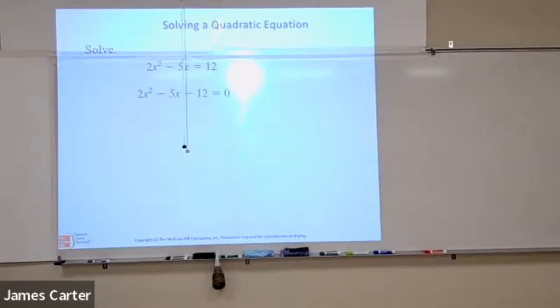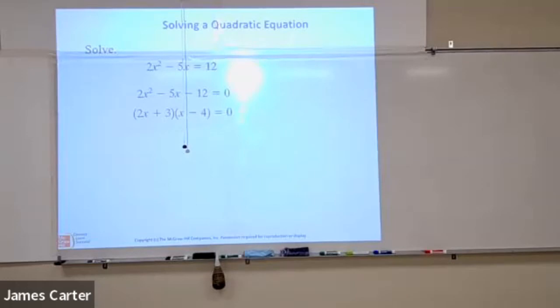So the first thing we got to do is get this thing in the correct ax squared plus bx plus c equals 0 format. Now we try to factor this thing. Okay, 2 and 1, probably 6 and 2 on that one. Anyway, we factor it and we get those 2. Nope, we use 3 and 4 instead of 6 and 2. Okay, so that thing factors to that.